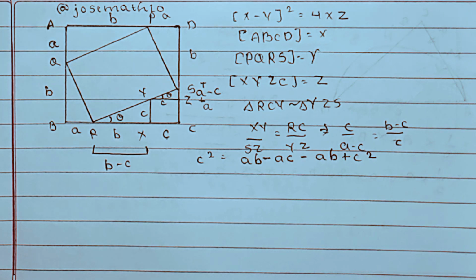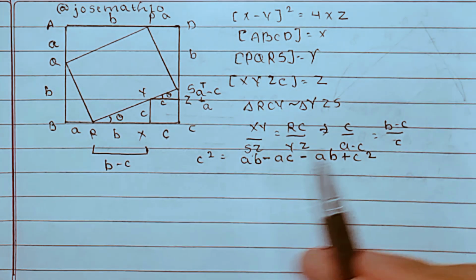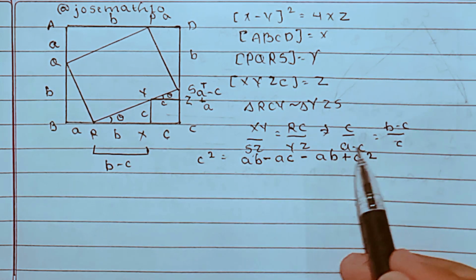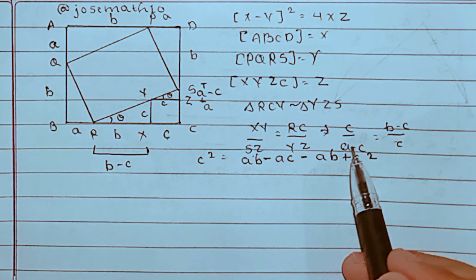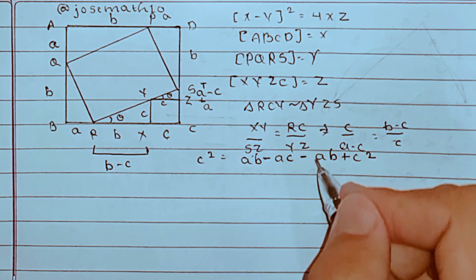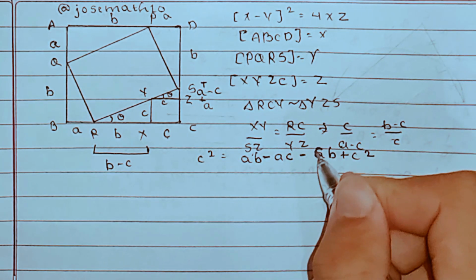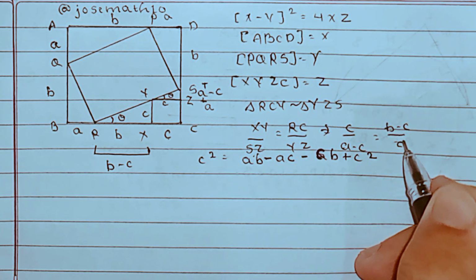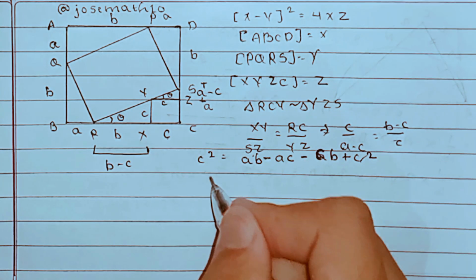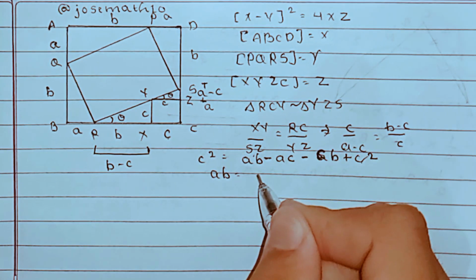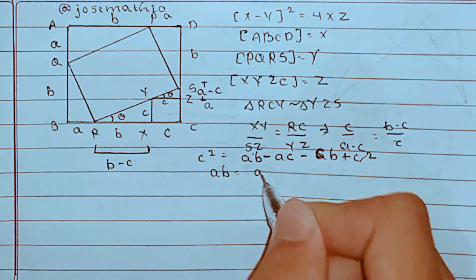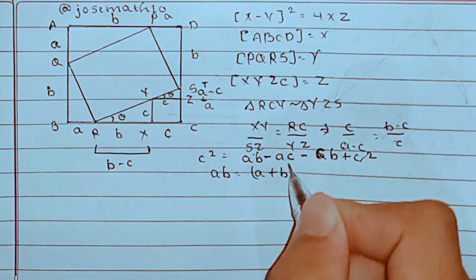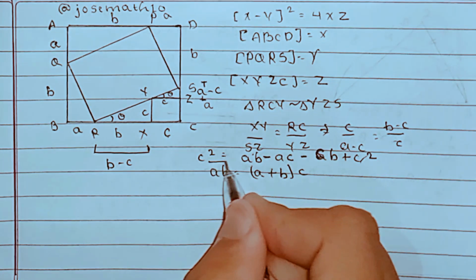Are we right? c square equals ab minus ac minus bc plus c square. We can cancel out c square and we'll get ab is equal to (a plus b) c. Okay, we have got this equation right here.